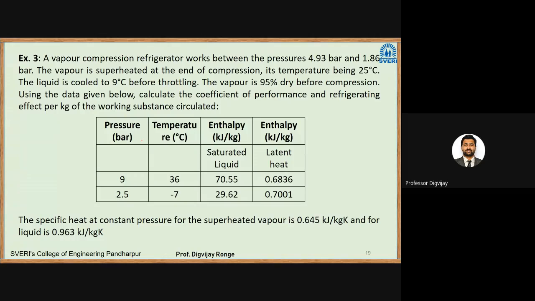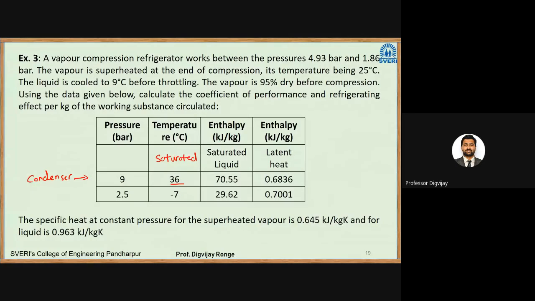So the table is given in front of you. Quickly I will go through it. What is given? There are two pressures. Higher pressure, as you know, will be the condenser pressure. So this will be the condenser pressure, given as 9 bar. Then the temperature is given. This temperature is nothing but the saturation temperature, given as 36 degrees Celsius.